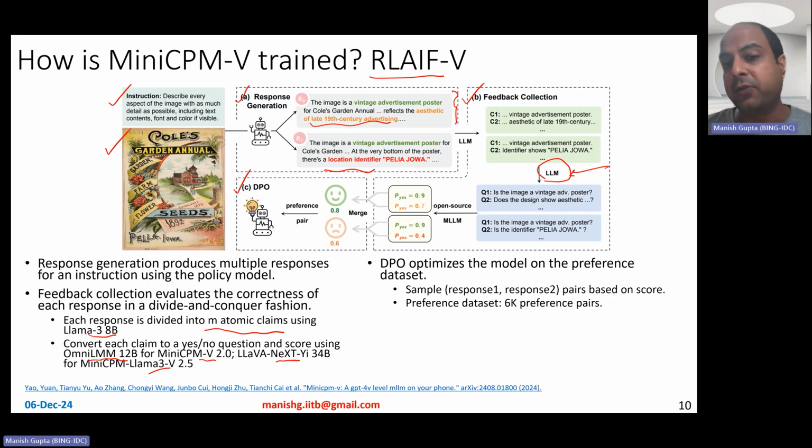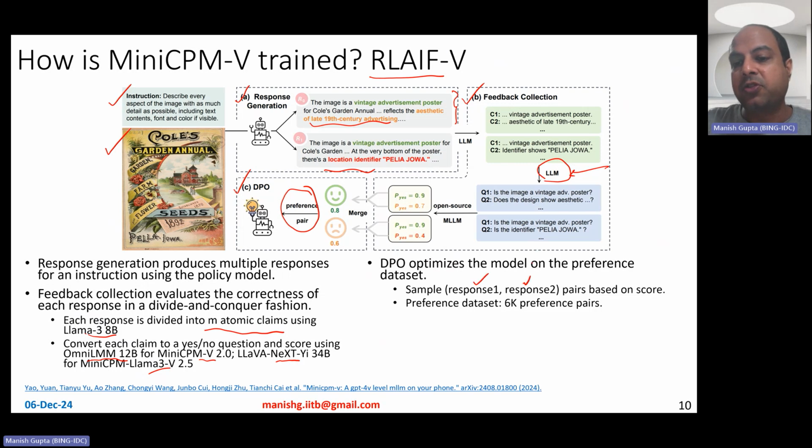If this is a great response, if most of the claims are wrong, you say this is a bad response. Okay. So that's what you do, and that is what helps you generate preference pairs. So given a response, now you actually have a score indicating how many claims are correct, right? And that score is basically used to generate preference pairs.